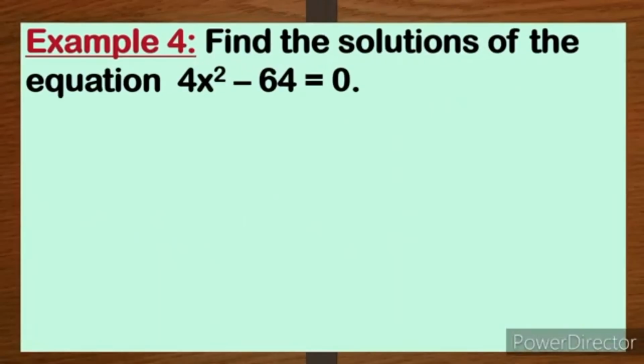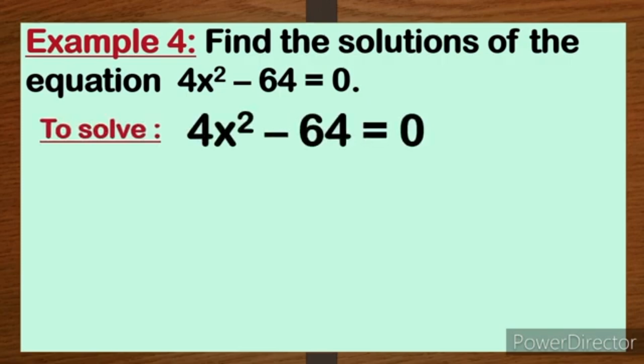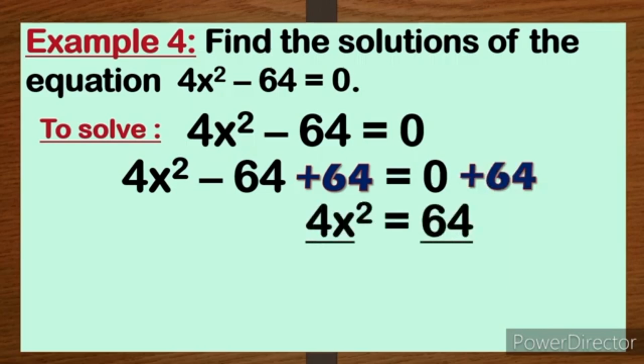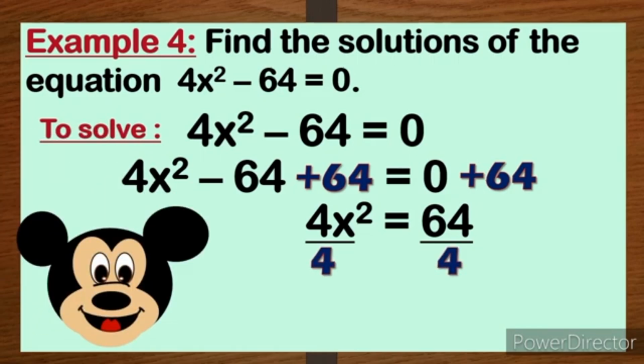For the next example, find the solutions of the equation 4x squared minus 64 equal to 0. To solve, we have 4x squared minus 64 equal to 0. Then we add plus 64 to both sides of the equation. So negative 64 plus 64 is 0, and 0 plus 64 is 64. That's why we have 4x squared equals 64. Now, to solve for x, we're going to divide both sides by 4. So 4 divided by 4 cancels, and we have x squared equals 64 divided by 4, which is 16.